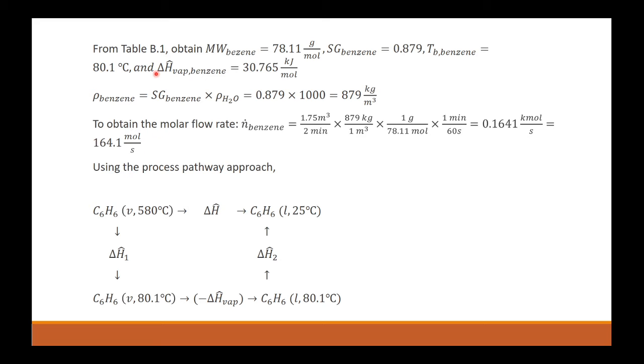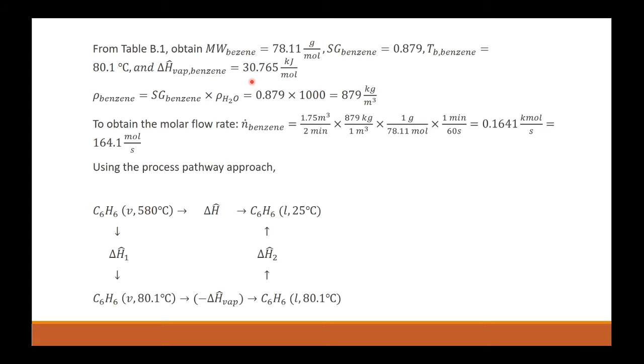So from table 1 we obtain the chemical properties of benzene: the molar weight of benzene, the specific gravity of benzene, and the boiling temperature of benzene, which is 80.1 degrees Celsius. And we'll take this as our reference temperature. And the difference in the enthalpy of the vapor phase of benzene is 30.765 kilojoules per mole.